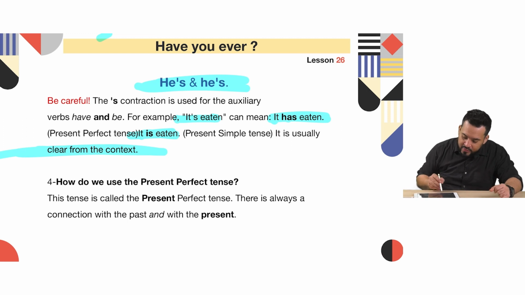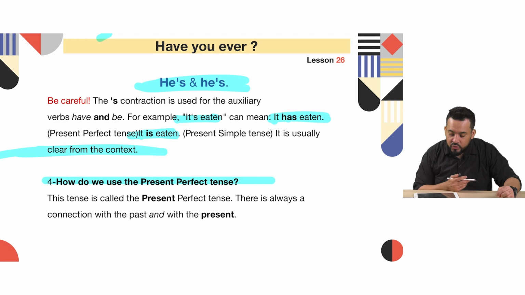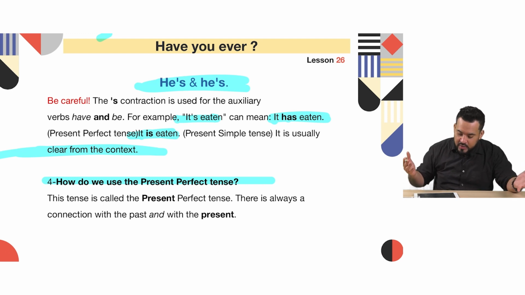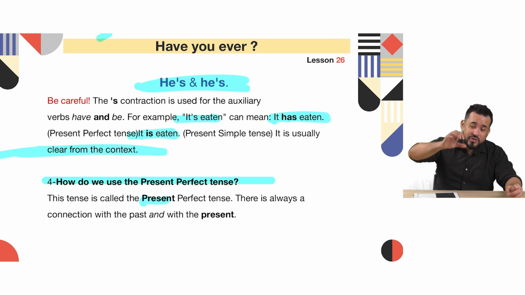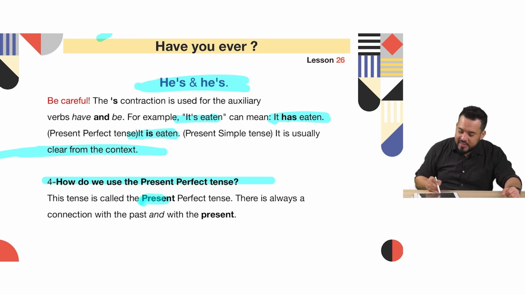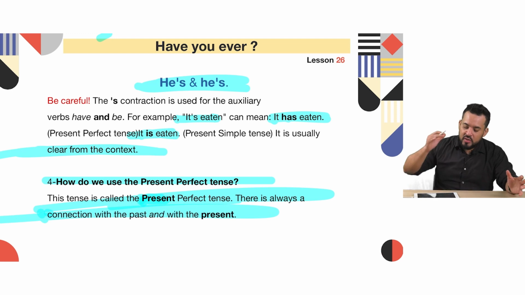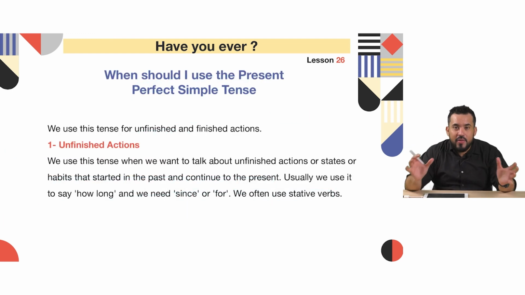So let's take a look at the most important part of today's lesson, which is how do we use the present perfect simple. This tense is called the present perfect tense because there is always a connection with the past and the present. Okay, so let's talk about the uses of the present perfect tense. When do we use the present perfect simple?